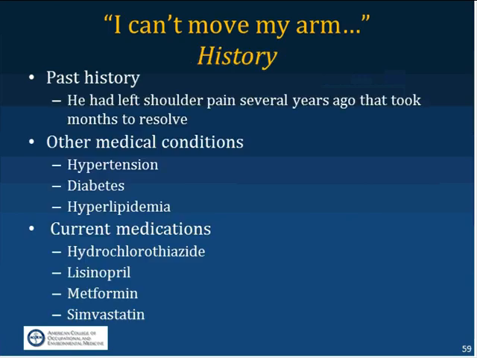Well, there's additional history. This gentleman had left shoulder pain several years ago. This is on the right. That took several months to resolve, so there's delayed recovery. He is hypertensive, he's diabetic, and he's hyperlipidemic. He's on hydrochlorothiazide, lisinopril, metformin, and simvastatin. Don't think we need to go through why he's on all that stuff. So is this helping people? Well, we haven't asked a question yet. So that's more history.